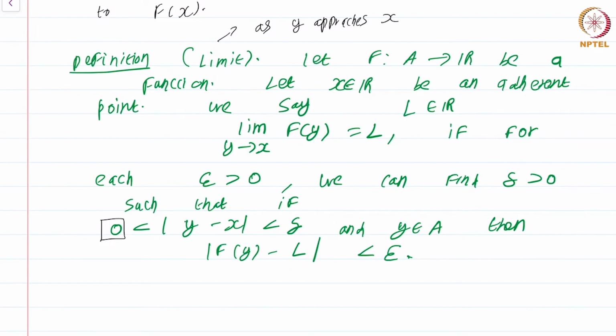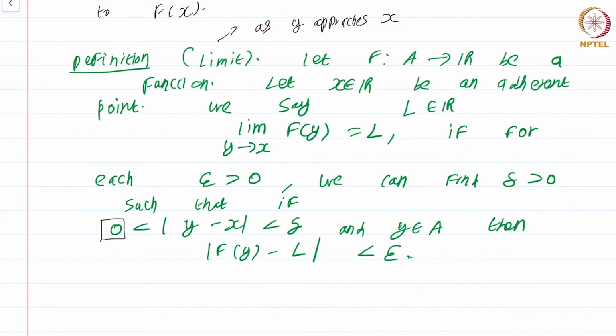If I did not put this 0 less than, the point x certainly satisfies mod x minus x is less than delta, and if it happens that x is in A, then you can just see that something is going to go wrong. We do not want to consider what happens at x in the definition of limit. We want to only consider what happens as you approach or tend to this point x. You don't want to consider the value at that particular point for considering limits. Okay, so this is the notion of limit as y approaches x.